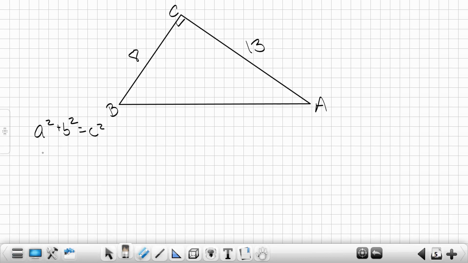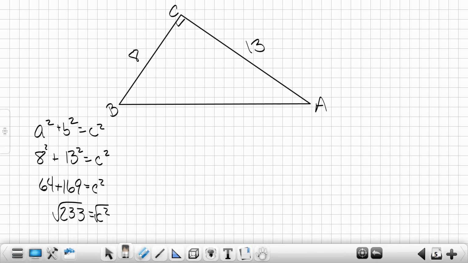So I know A. I know B. I don't know C. And I don't even know if it's going to be a pretty number. So we get 64 plus 169. And square root both sides.